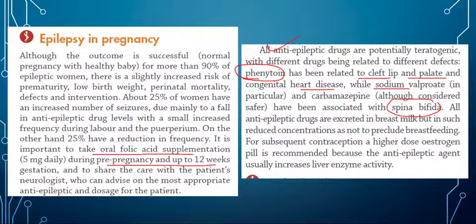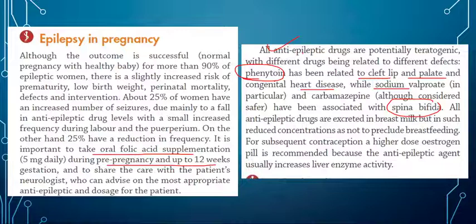Now, a couple of questions will come from epilepsy management. Like, let's say a patient is on sodium valproate, and now the patient is coming to you for pre-pregnancy counseling, because they want to get pregnant. So what will you do?